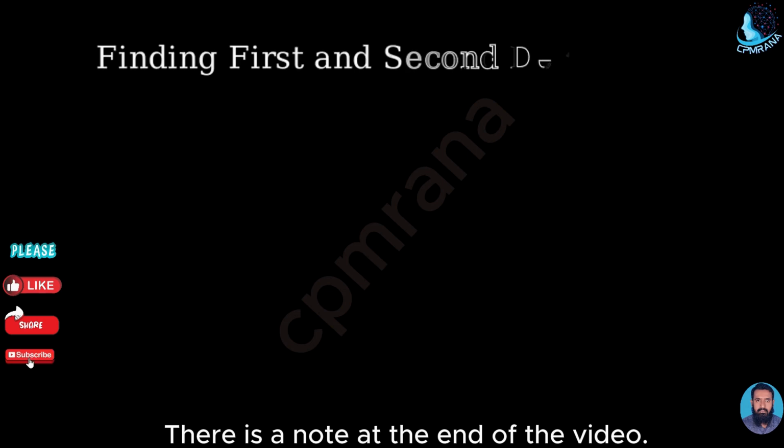Let's solve this calculus problem step by step. We need to find the first and second derivatives of a function. Let's start with our given function. Y equals the natural log of x divided by x.